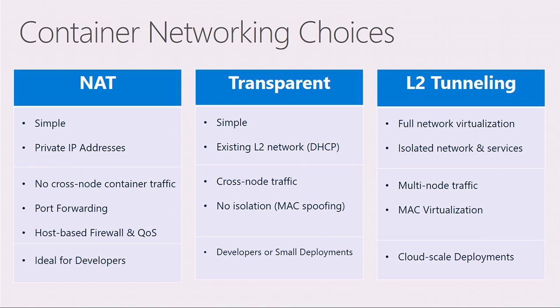And then there's L2 tunneling. This is really our software-defined network layer. So all of the software-defined networking that we're building in Server 2016, we're bringing that to bear in containers as well. So we have full network virtualization, isolated networks and services, multi-node traffic, MAC virtualization. This is really ideal for our cloud scale deployments. Right? So a couple different options for networking.